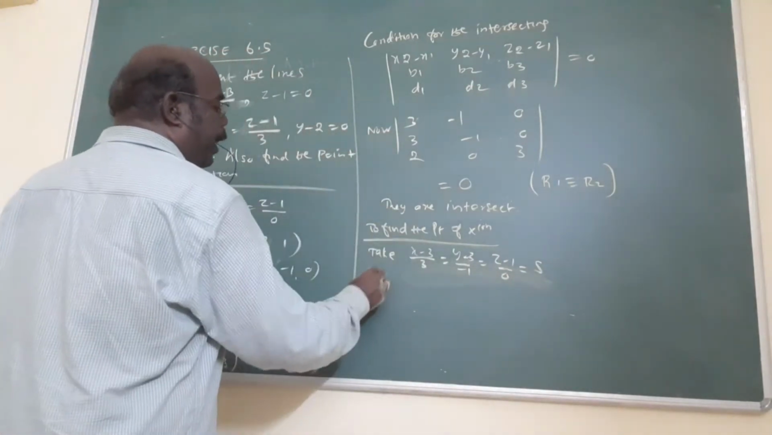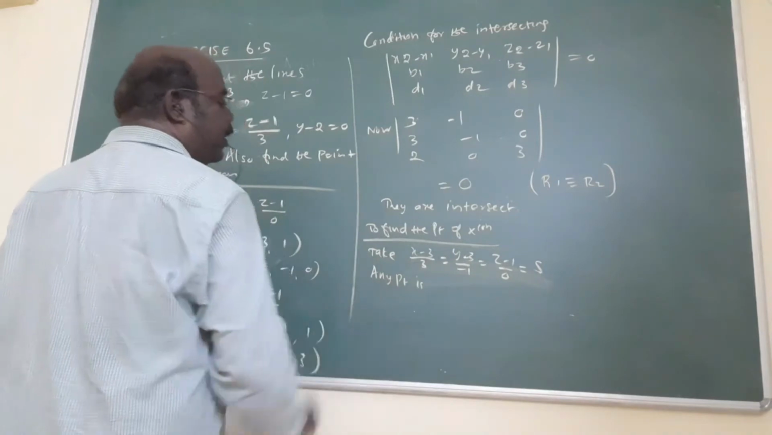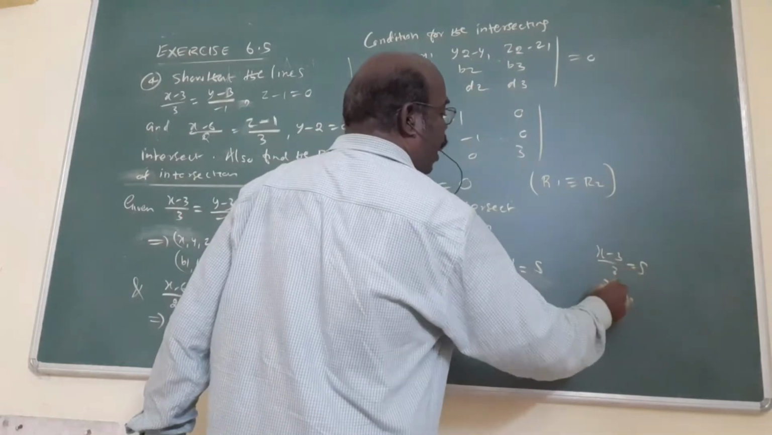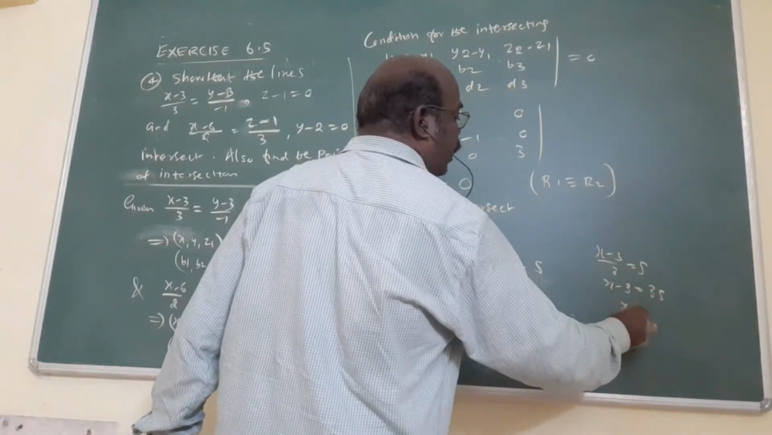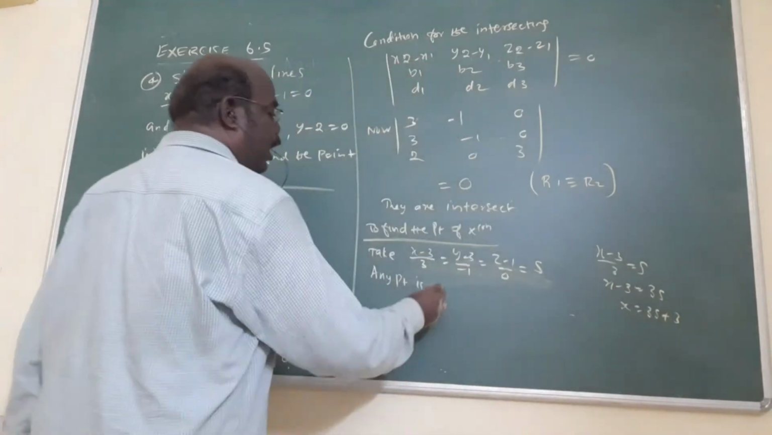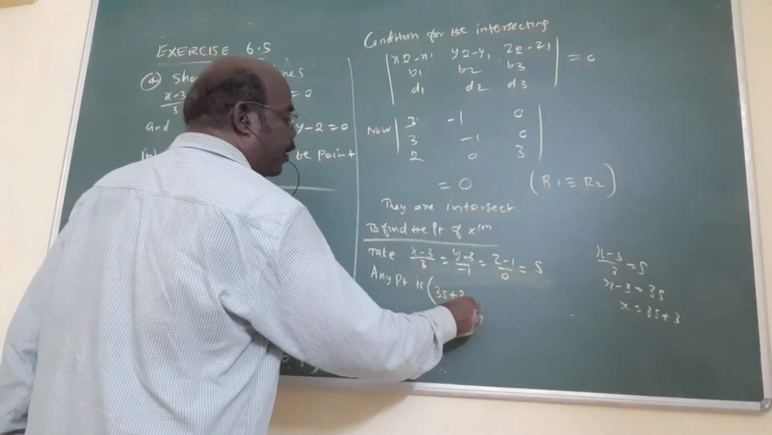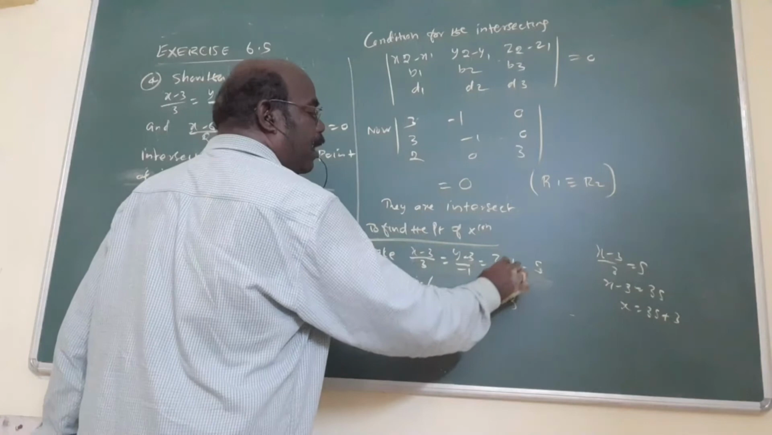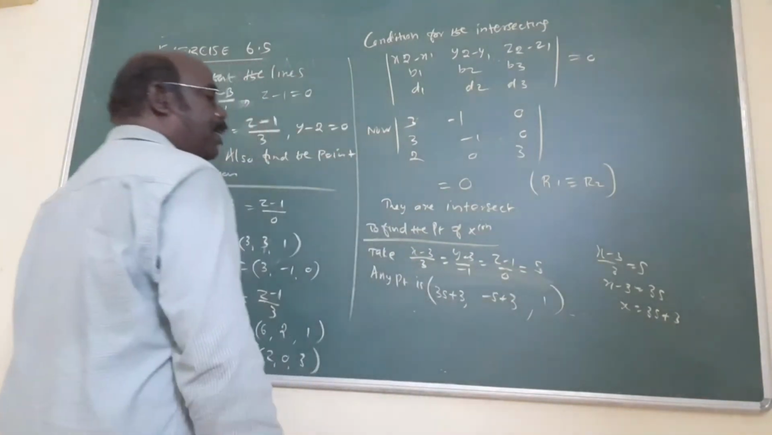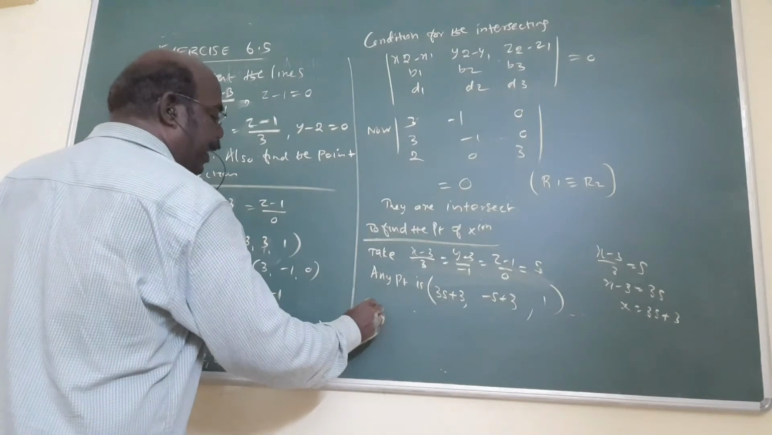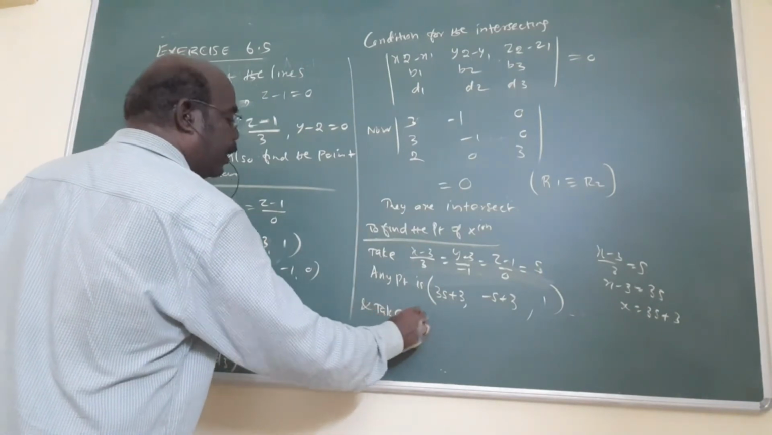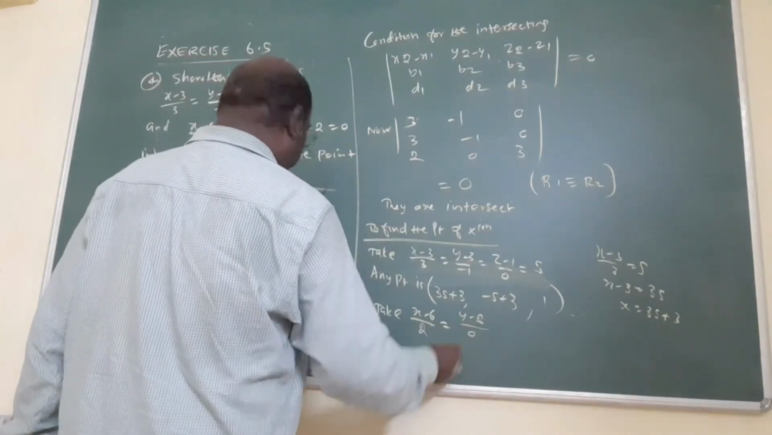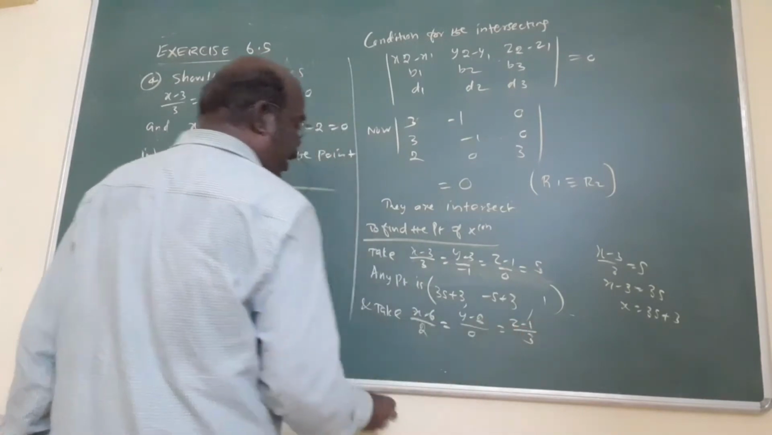Take any point as simply equal first to the last. That is x minus 3 by 3 equal to s. x minus 3 equal to 3s. x equal to 3s plus 3. In this way, equating, x is 3s plus 3. Next, minus s plus 3. 0s plus 1. Am I right? In this way you want to equate. Again, undertake the next equation: x minus 6 by 2 equal to y minus 2 by 0 equal to z minus 3. Now any point is what?